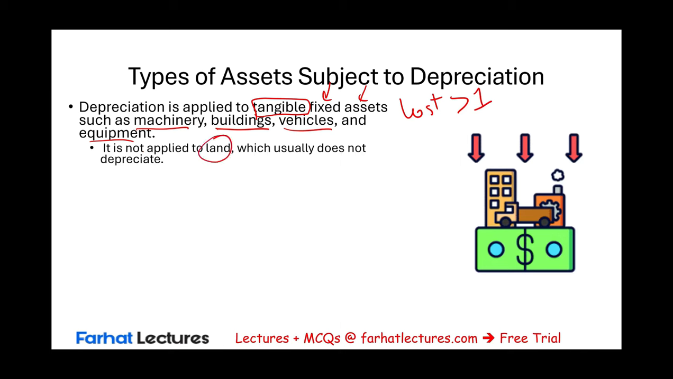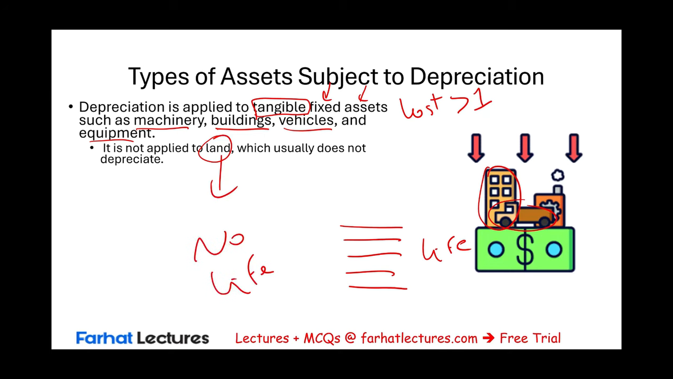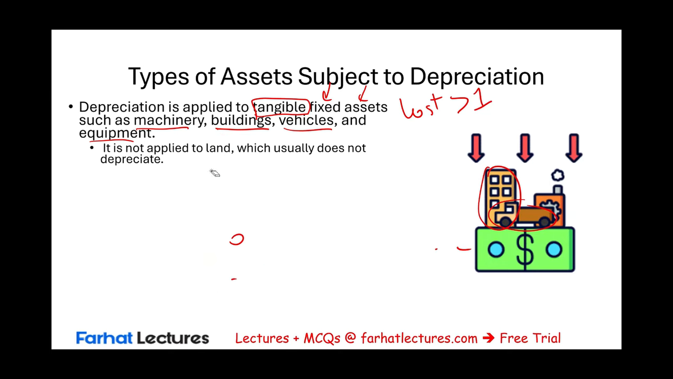Now, depreciation does not apply to land. Why not? Well, when I ask this question in class, most students will answer because land doesn't lose value, and the answer is incorrect. The reason we don't depreciate land is that when we purchase a truck or a building or a vehicle, we can estimate its life. We can estimate over how many years this asset would serve the business. The land, we have no life. We cannot estimate a life for land. Theoretically, the land will have an unlimited life. Therefore, the land is not depreciable.